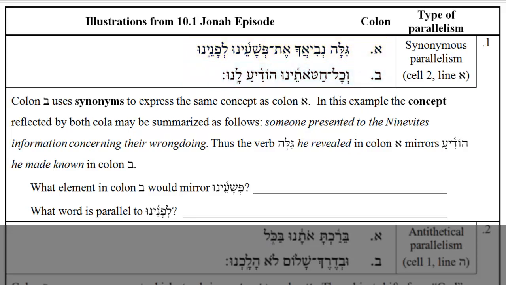Gila neviacha et peshaenu lefanenu. V'chol chatotenu chodia lanu. Pause the video for a moment and develop a translation for colon Aleph and colon Beit.